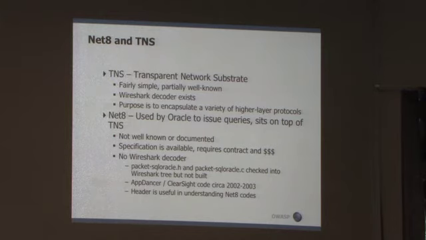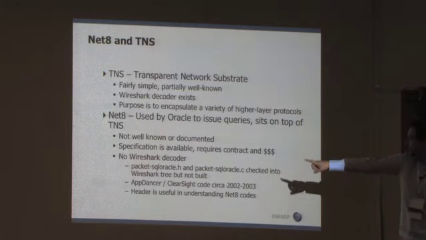In Oracle land, they have something called Transparent Network Substrate, TNS. On top of that is something called Net8. TNS, if you open it up in Wireshark, you'll see it'll say Transparent Network Substrate. You can dig down into it. It's a very simple shim. But Net8 is not well known, it's not well documented outside of people that work at Oracle. Okay, so this is a tricky one. You have to pay a lot of money to get it. There's no Wireshark decoder.